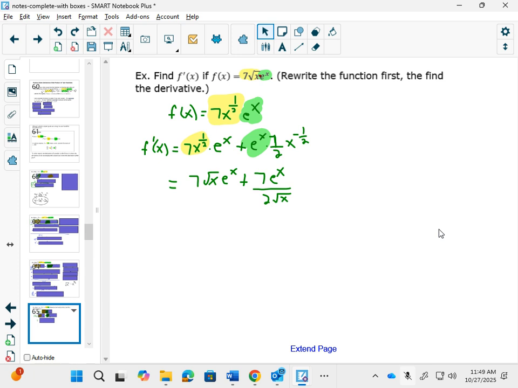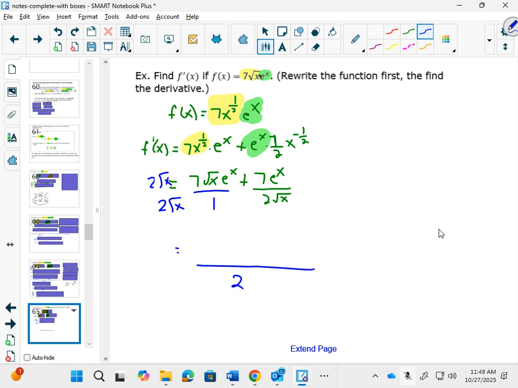And they'll rearrange this. Because if I wanted to add these together, you see that this is over 1. So I would need a common denominator to add fractions. So I'd have to multiply by 2 root x over 2 root x to get that common denominator. And then I can make this all over 2 root x. What would I get? Well, this will be 14x e to the x plus 7 e to the x.